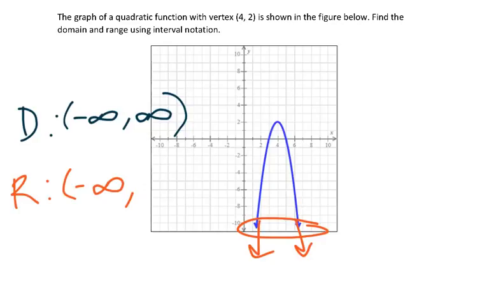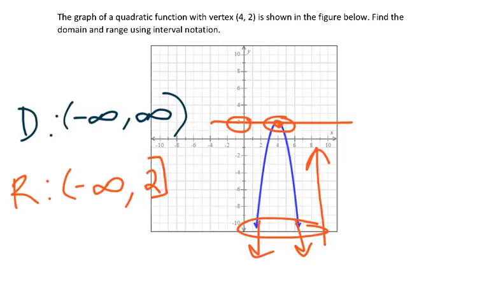Now, we read a graph from bottom to top, so from the bottom, we see that it's going to negative infinity, but if I look at the top now, notice this right here is the highest point of the graph. So if I'm looking at y values, this point right here corresponds to a y value of 2. So the highest y value on this graph is 2, and because it is a part of that parabola, we need to make sure we have a bracket.